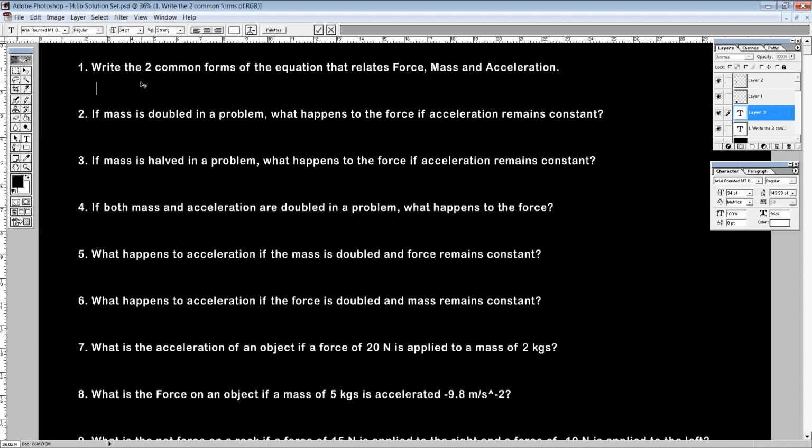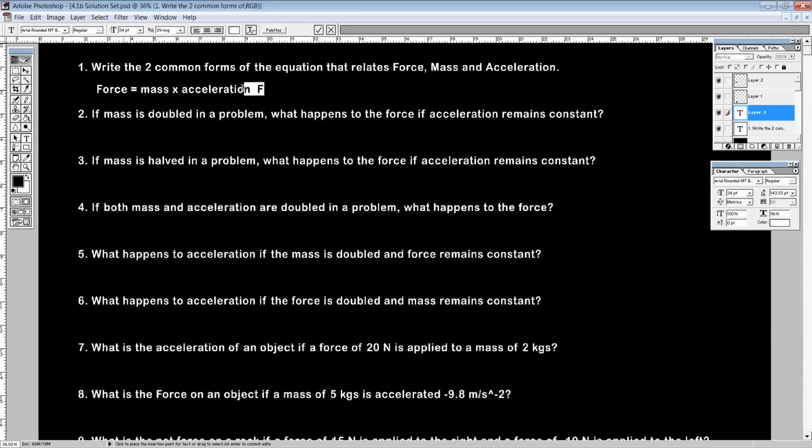All right. So question number one: write the two common forms of the equation that relates force, mass, and acceleration. And the most famous way we are used to seeing this is, let's type it all out, force is equal to mass times acceleration. And so that leads to the abbreviated version.